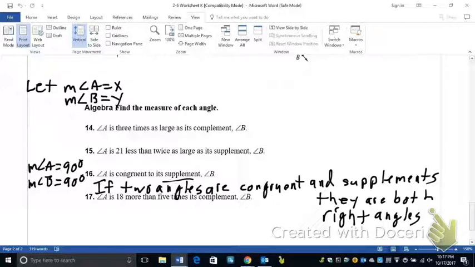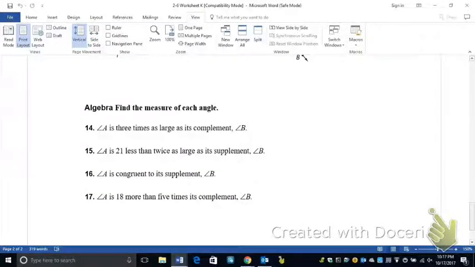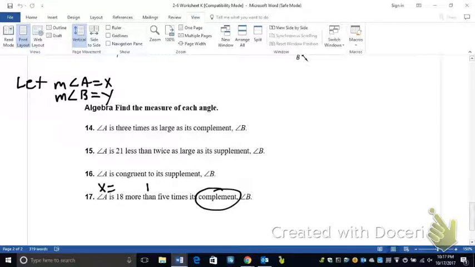And here we are on the final one. Yay! Okay. A is 18 more than 5 times its complement B. So again, let's start off by saying A equals x, B equals y. They are complementary, okay? So x plus y equals 90. We just went through, so we have down at the bottom there, angle A is 18 more than 5 times its complement B. So x is 5y plus 18.